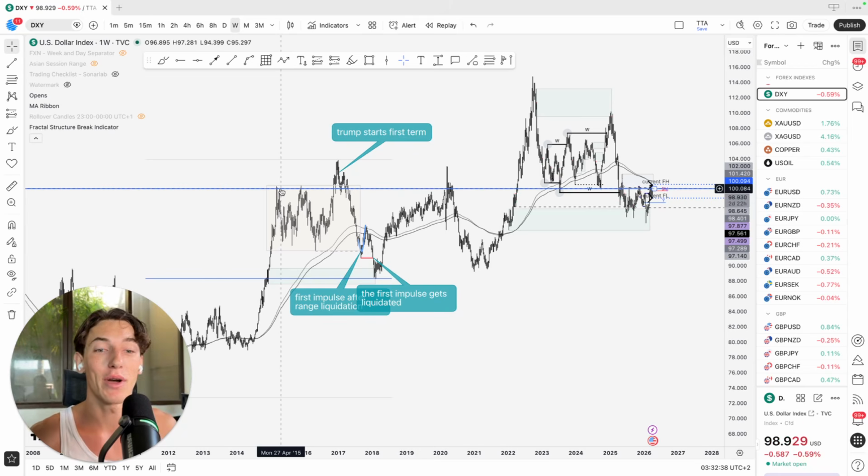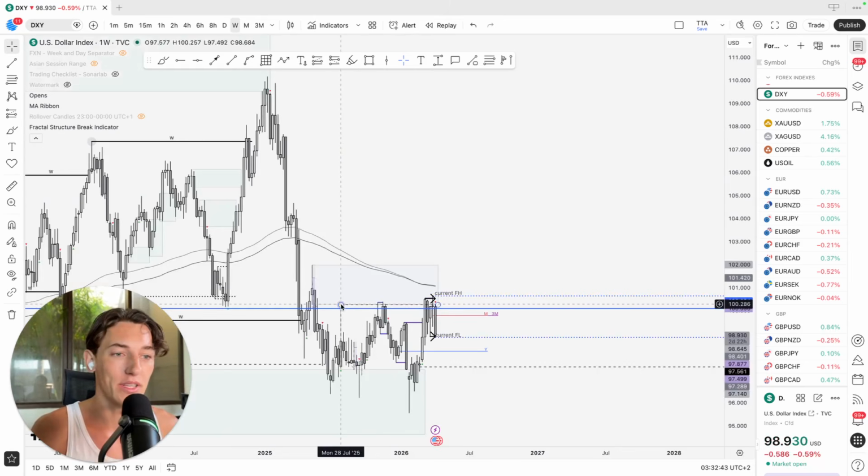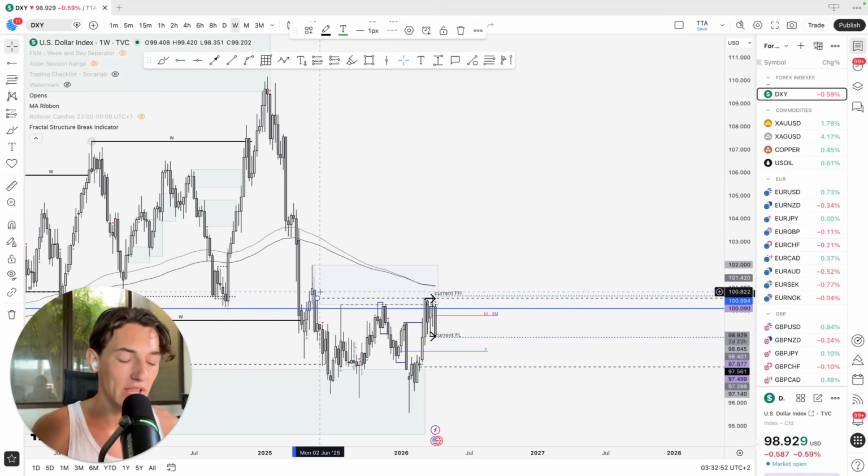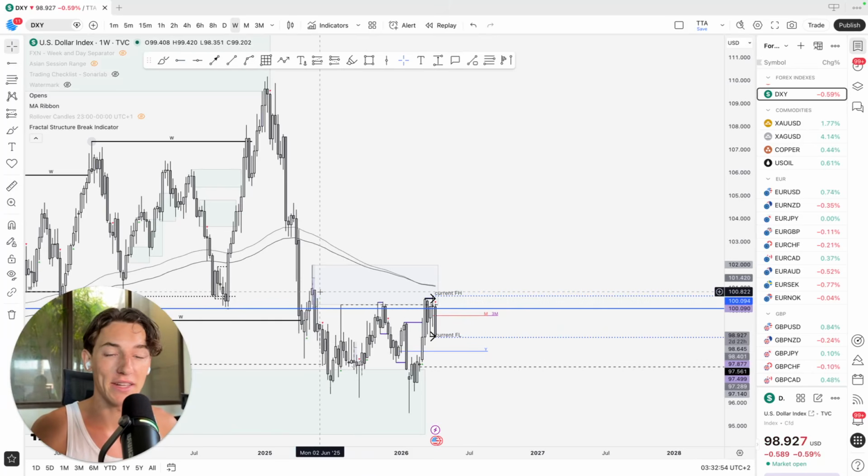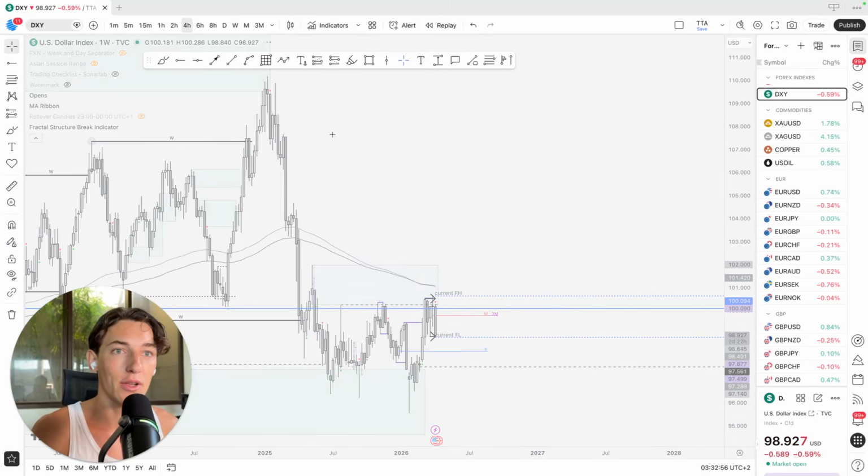Don't ask me why this works, but it works, right? So you have to take it into account. We see that we swipe major liquidity, first tap, second tap, and now even a third tap, also taking this weekly liquidity over here. So you just have to respect these kind of liquidity grabs, right?